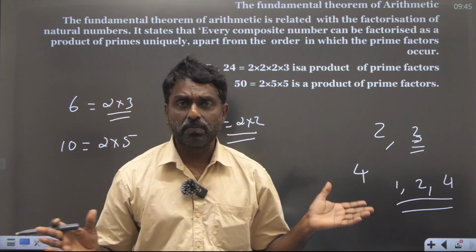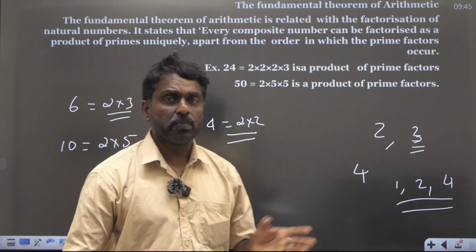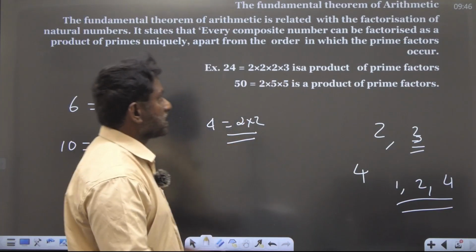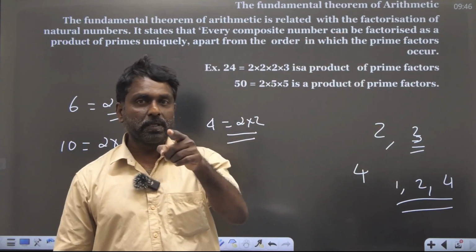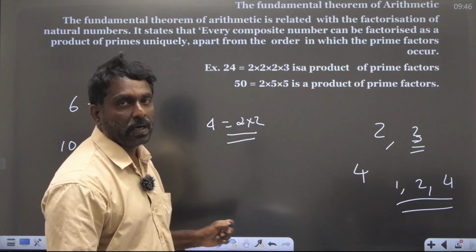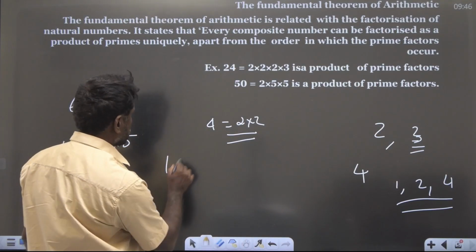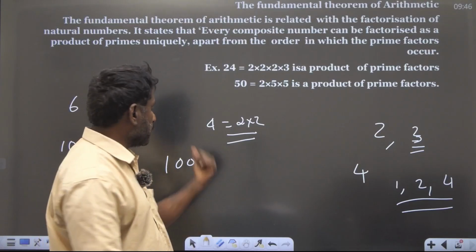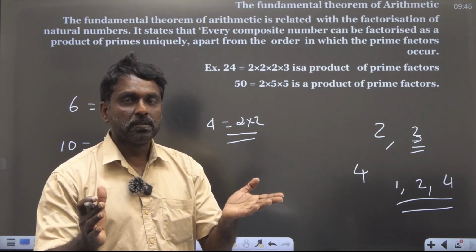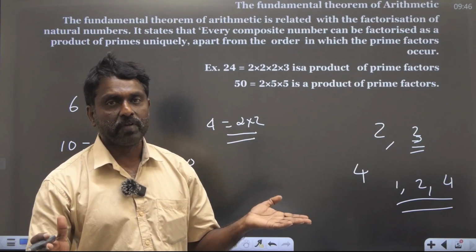Every composite number can be expressed as a product of prime numbers. That is called the fundamental theorem of arithmetic. Look, 100. You take 100. We can express this composite number 100 into prime factors, a product of prime factors.